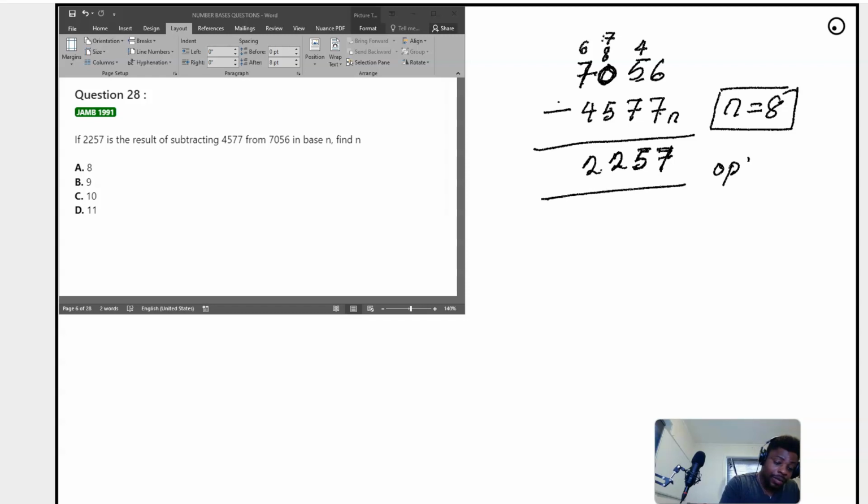So option A is the correct answer. Now, there is another way that you can do this, but it's a very, very long method.